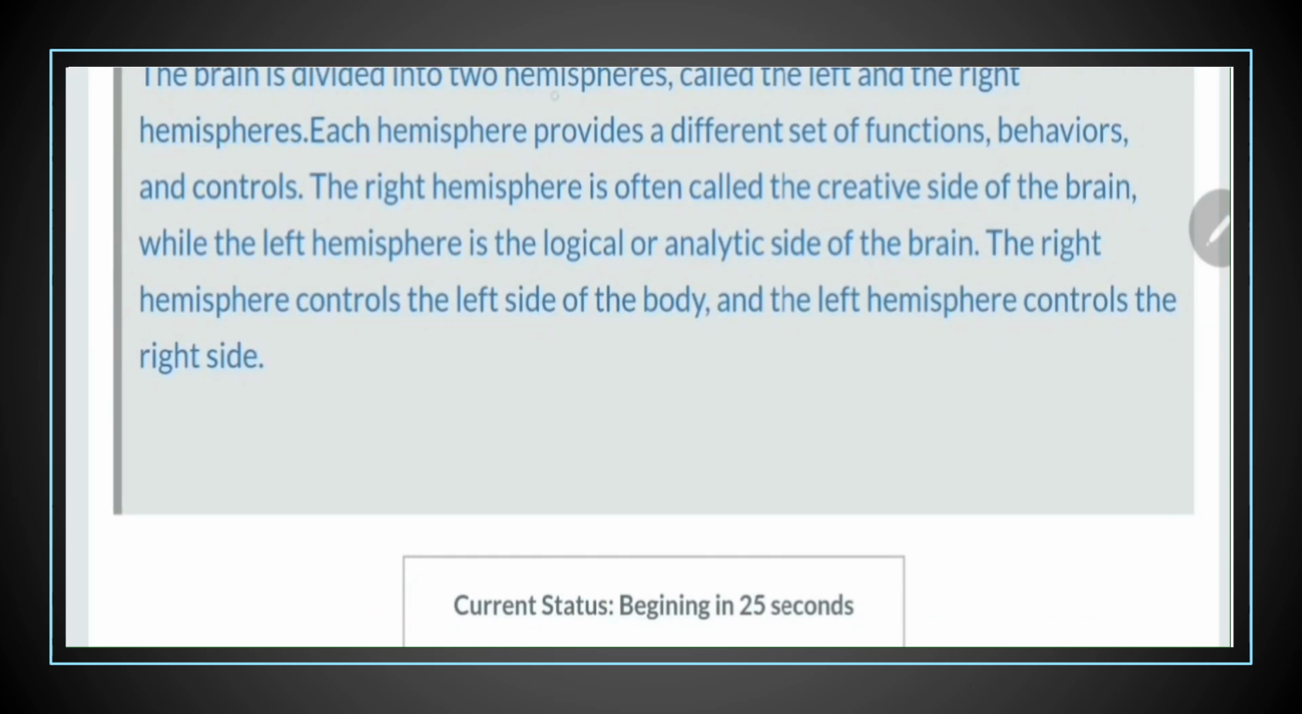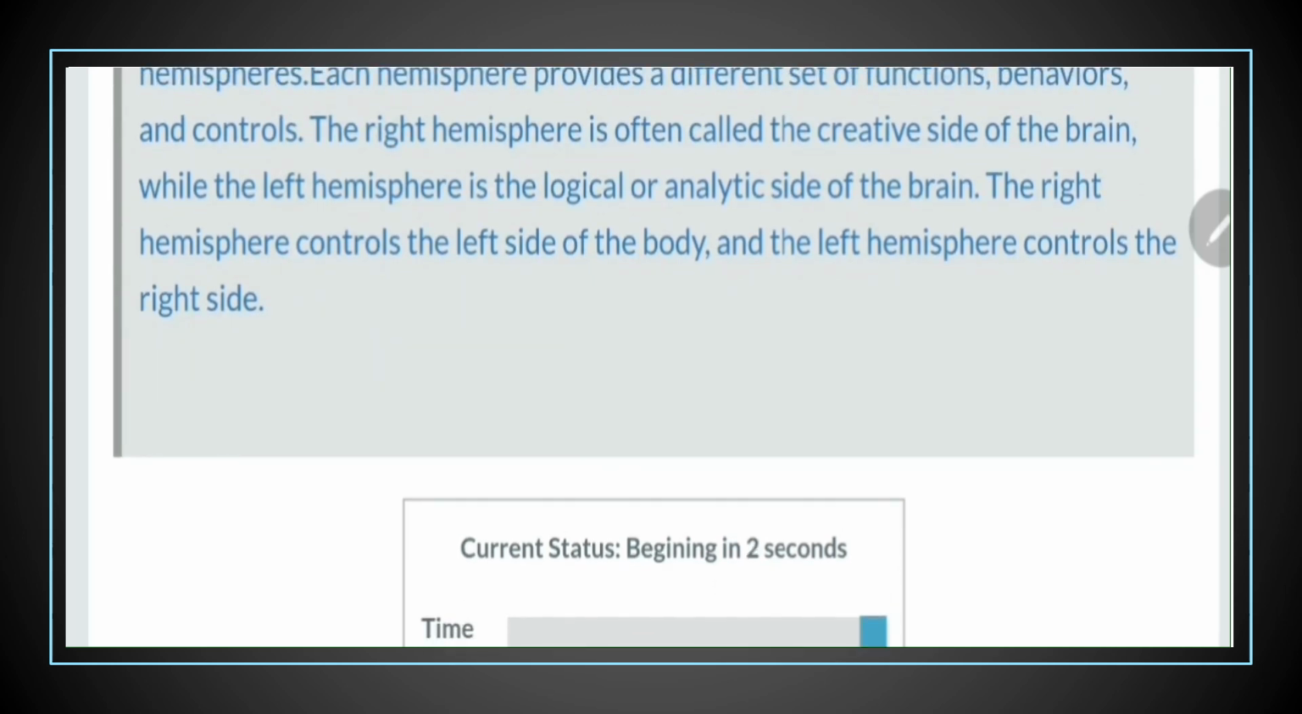The brain is divided into two hemispheres called the left and right hemispheres. Each hemisphere provides a different set of functions, behaviors, and controls. The right hemisphere is often called the creative side of the brain, while the left hemisphere is the logical or analytical side of the brain. The right hemisphere controls the left side of the body, and the left hemisphere controls the right side. Okay, I am ready.